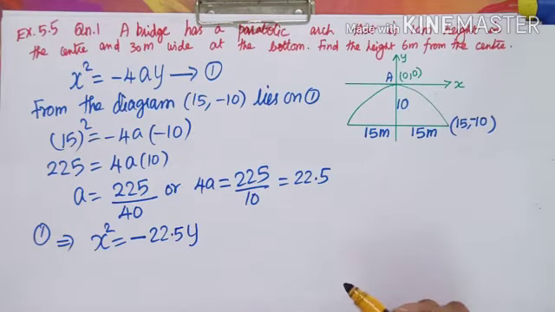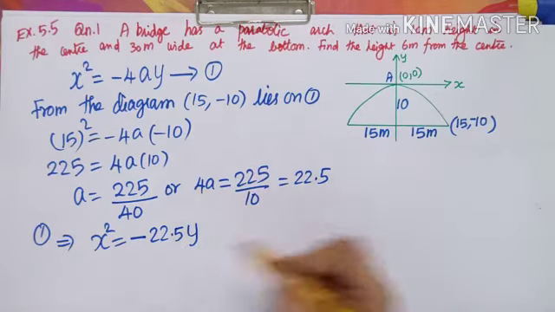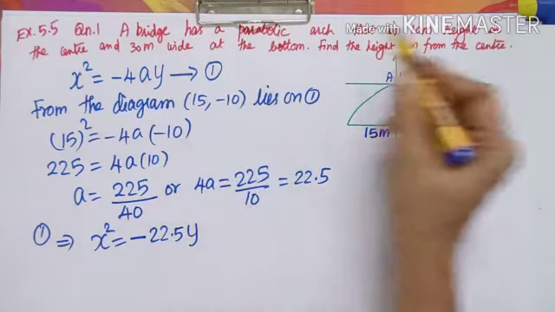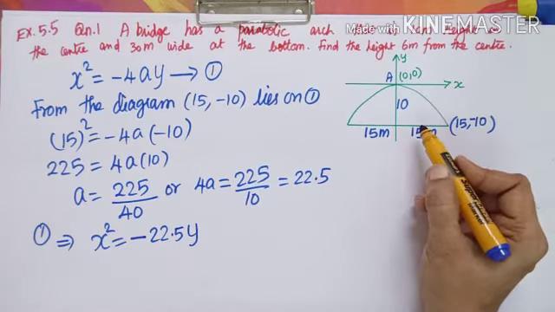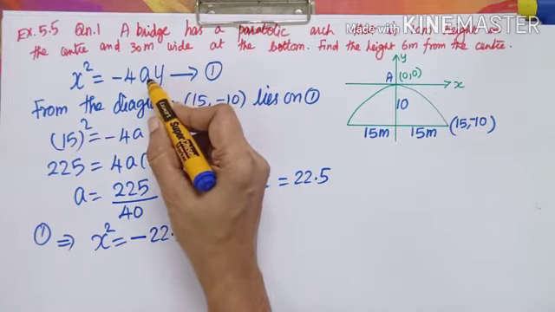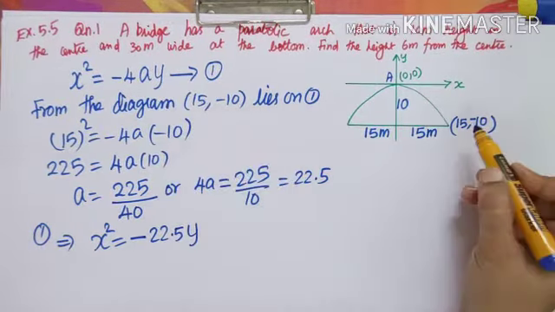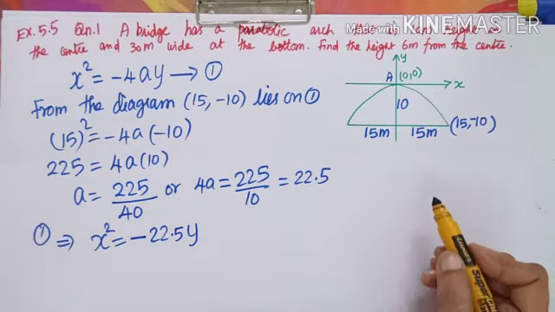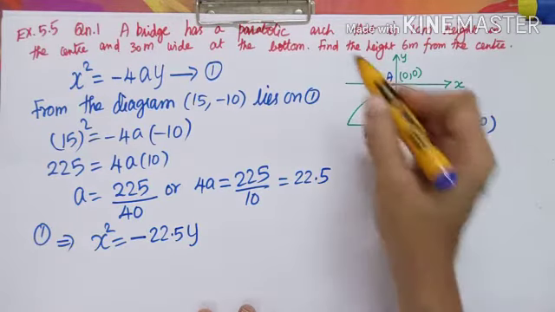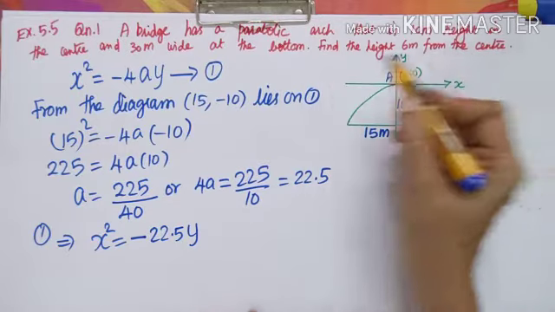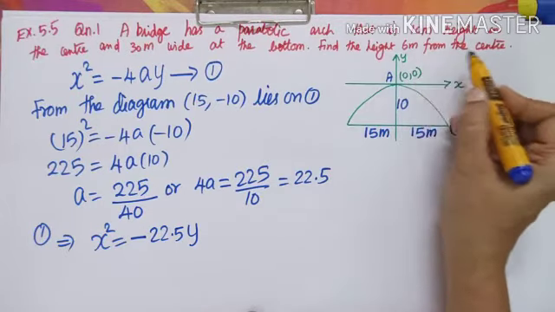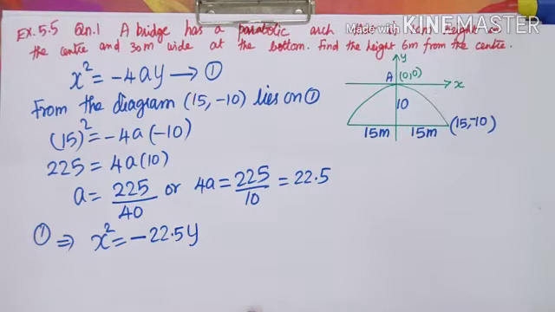Now back to the question. So 3 parts we have completed. Read the question, draw the diagram, frame the equation, and find the a value using a point on the curve. So 3 steps are over. Now, what is actually expected? Find the height 6 meters from the center.